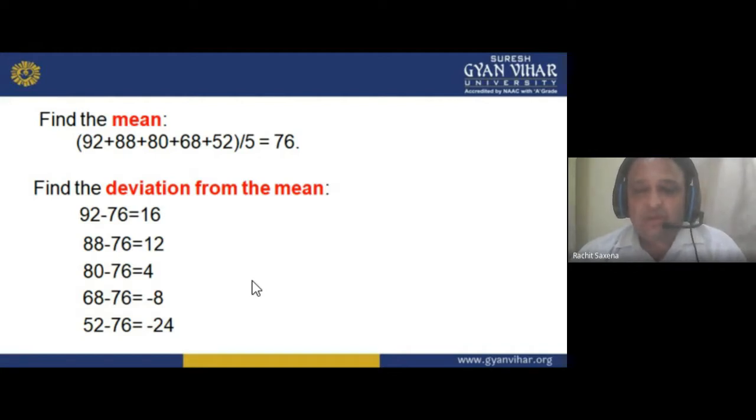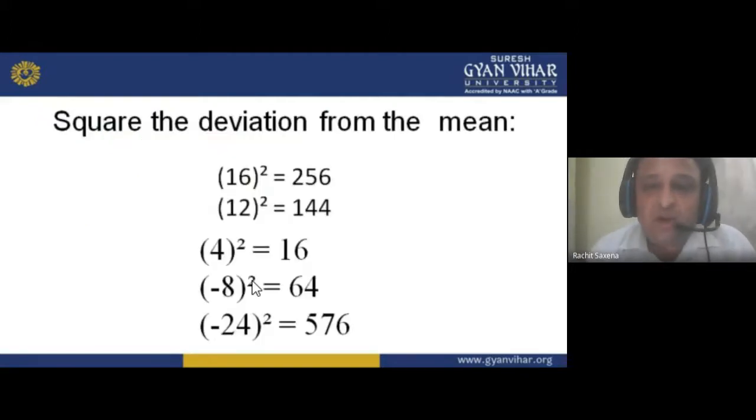Okay, understand about the mean, understand about the deviation. Now move forward. Now square the deviation from the mean. First deviation I took as 16. So the square of 16 is 256. My dear student, it is very simple mathematics. You know the table of 16. So 16 into 16 we are getting 256. Now the square of 12, 12 into 12, it is very simple, that is 144.